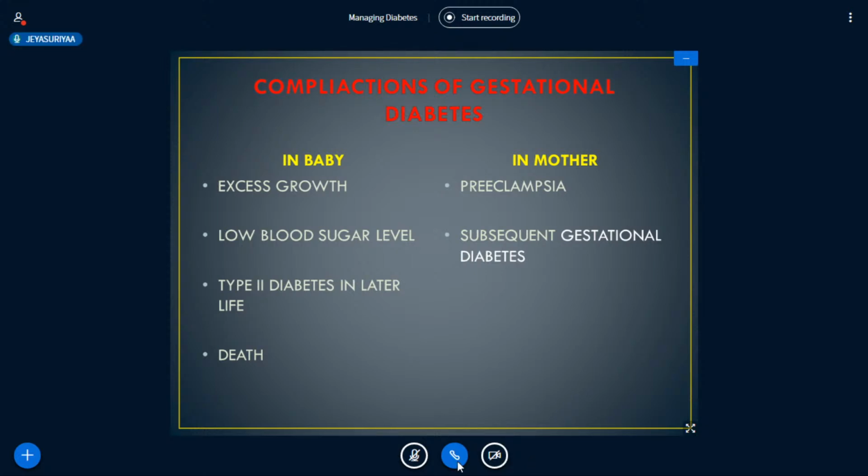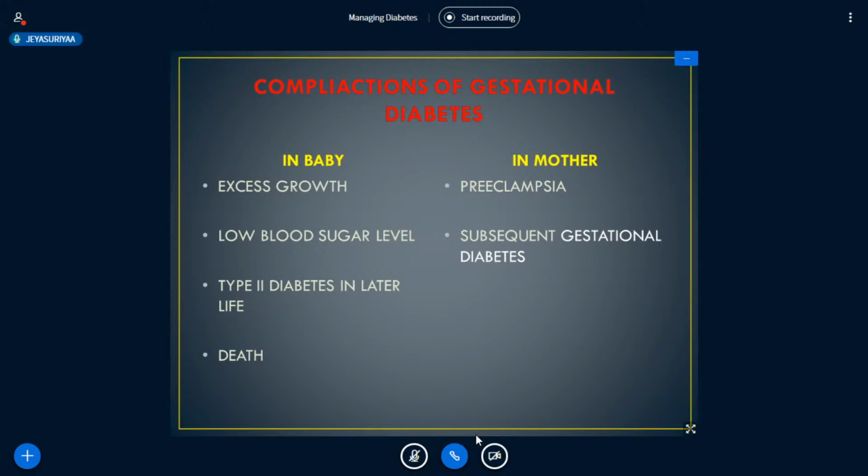Now, coming to complications in the mother which result from gestational diabetes. The condition called preeclampsia is characterized by high blood pressure, excess protein in the urine, and swelling in the legs and feet.